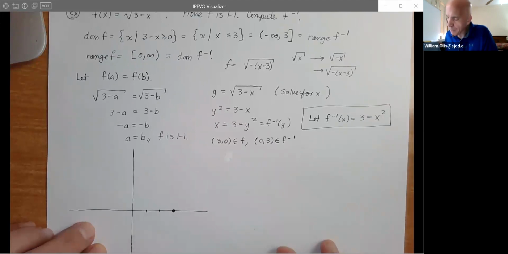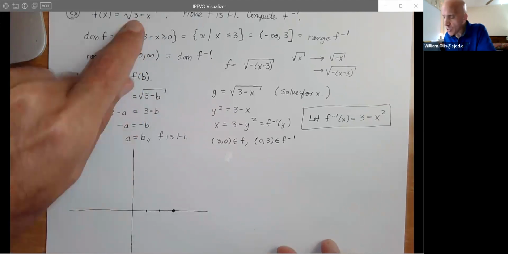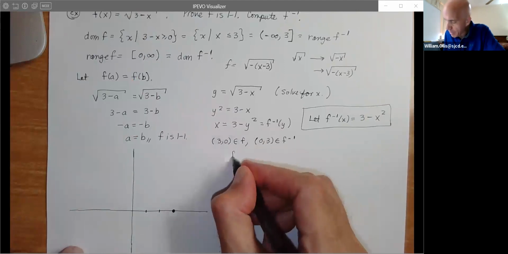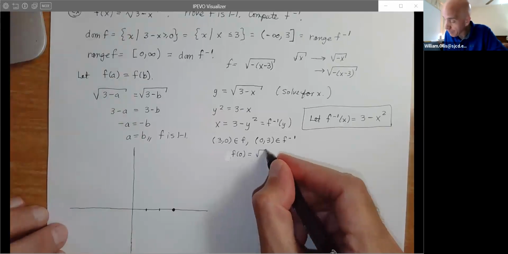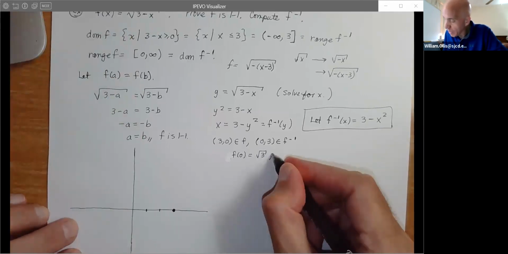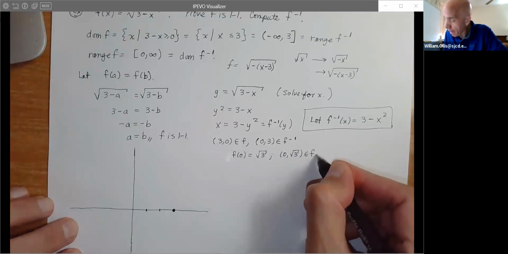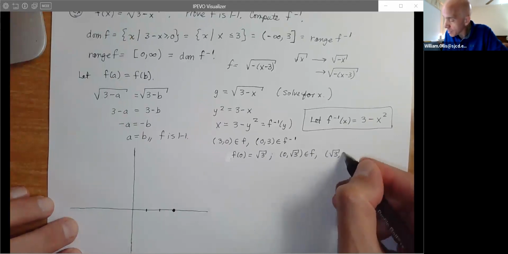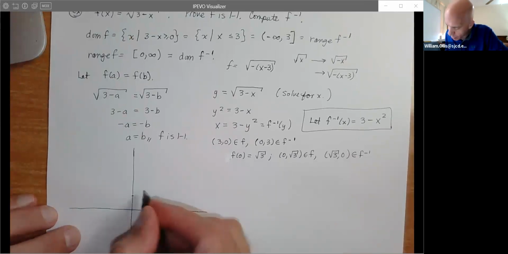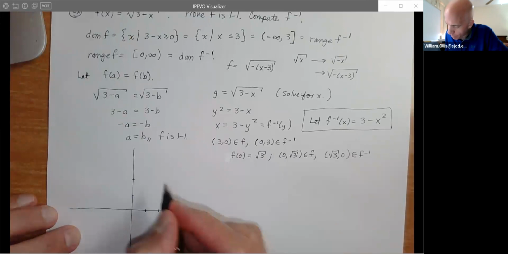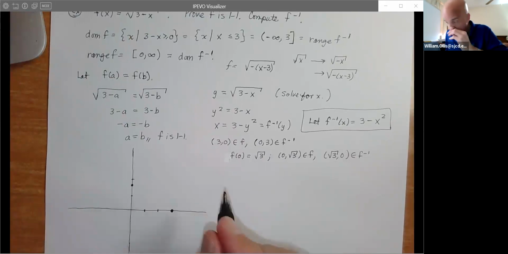And then if we want the point here, let's just do f of 0. That'd be an easier way of looking at it. f of 0 will now be the square root of 3. So we have (0, root 3) an element of f, and (root 3, 0) an element of f inverse. So we can guesstimate: 1, 2, about 1.7, about right there. So now we know what this looks like.